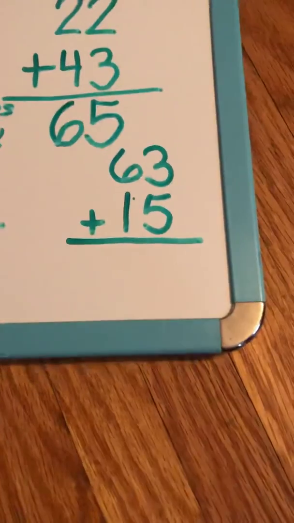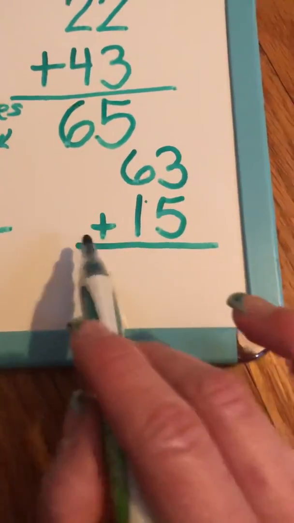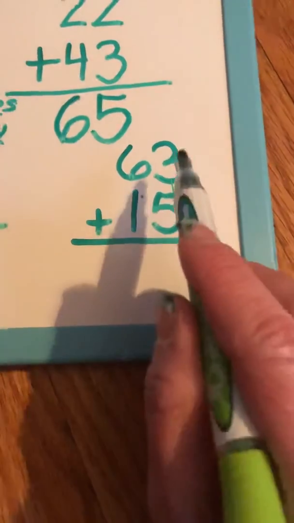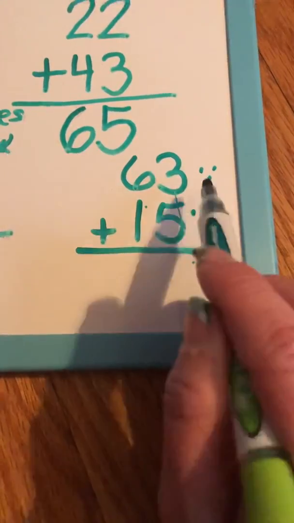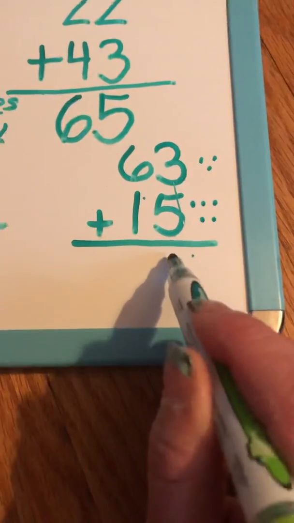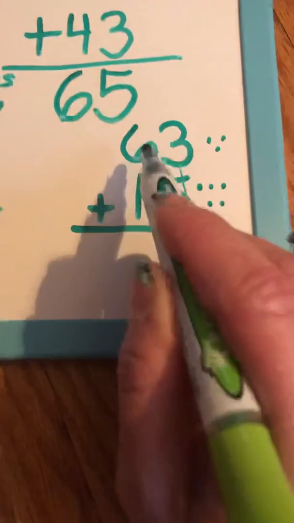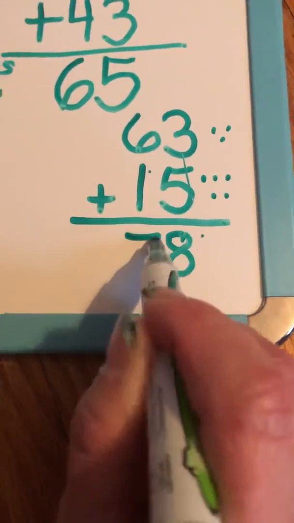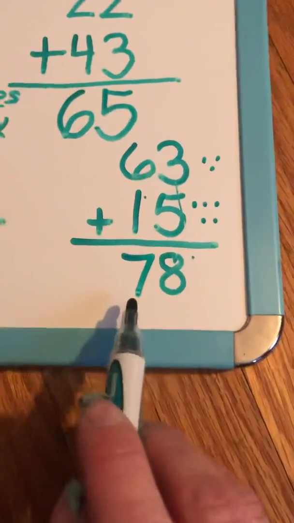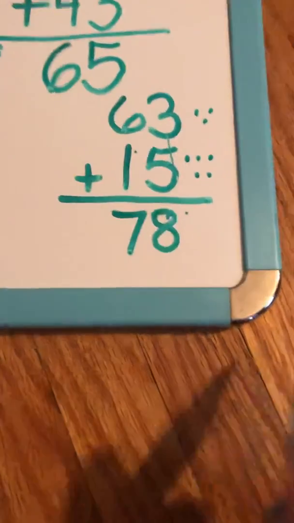We are ready to solve 63 plus 15. To solve, I start by adding the digits in my ones place. 3 plus 5. You can always draw little dots to help you. 3 plus 5 is 8. That's the answer for my ones column. Then I hop over to my tens lane, or my tens column, and I add 6 plus 1 and get 7 in my tens place. So the answer is 78. 63 plus 15 is 78.